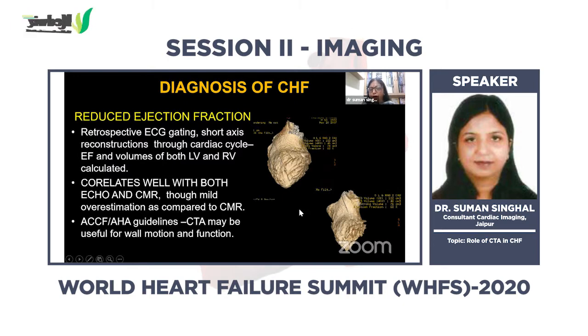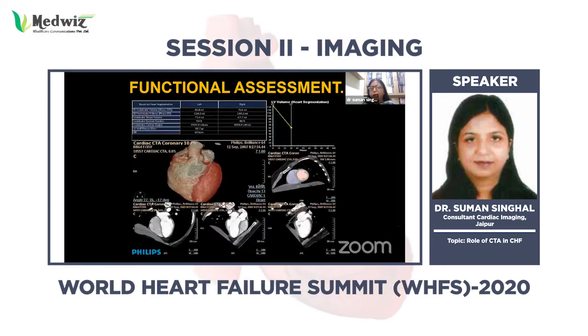As we all know, compared to CMR, CT is very fast. It is just a 5-second heart scan, and we get a lot of information. When we do retrospective ECG gating, we get the whole cardiac cycle. So in the whole cardiac cycle, we can do the functional assessment like this. We get these volume rendered images and images in all the planes like this. And then we can calculate the stroke volume and the ejection fraction.